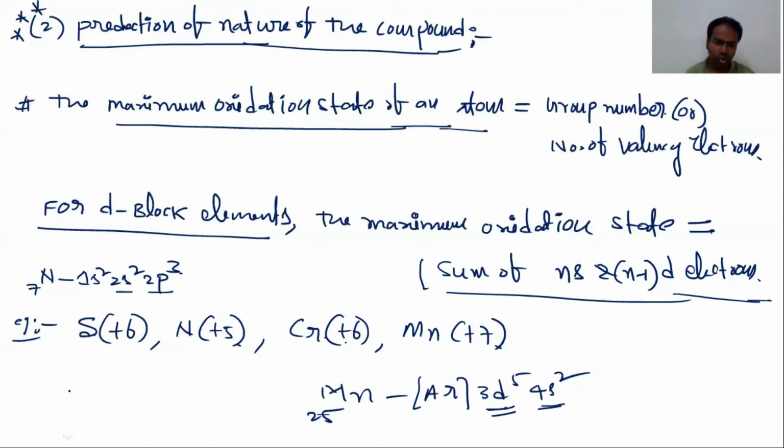Like in chromium, the configuration is argon 3d5 4s1. So total, 3d has 5 electrons and 4s has 1 electron, a total of 6 electrons. Hence, the maximum oxidation state of chromium is +6. So this is the way to find the maximum oxidation state. It is equal to the group number.